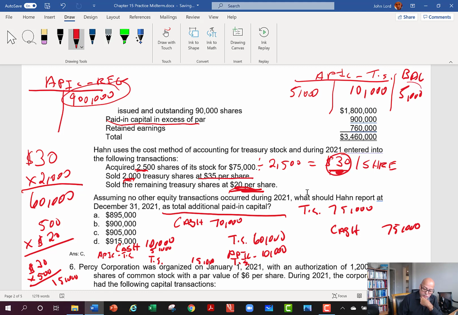And so to answer this question, since it asked me for all the APIC, I have to pick up the 900. I have to pick up the 5. That gives me the 905,000.